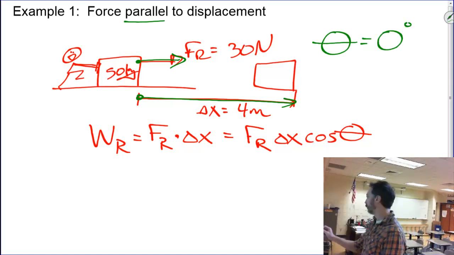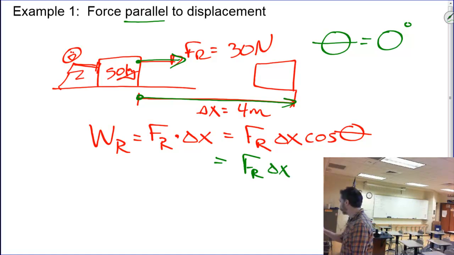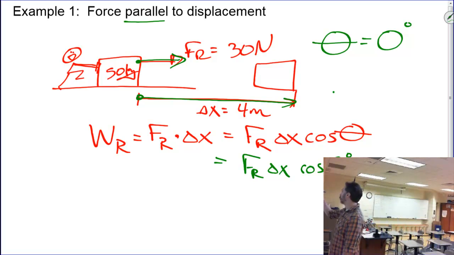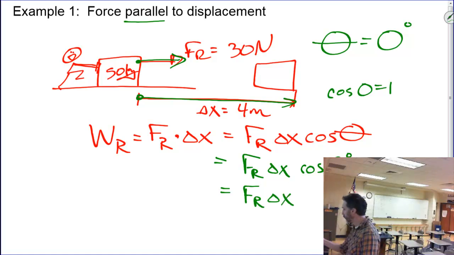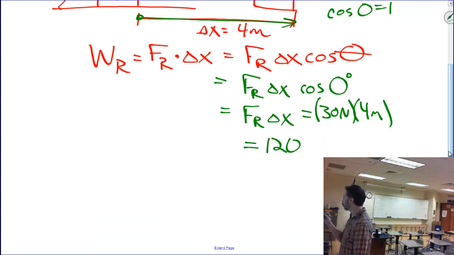So this becomes the force of Roy times our displacement times the cosine of 0. What's the cosine of 0? Well, that's just 1. Remember, the cosine of 0 is 1. So now we've just got the force of Roy times the displacement. Ah, well, that's easy enough. So the force of Roy is 30 newtons. Our displacement is 4 meters. And we can multiply this out. It's not a mess. It's just 120. And then the units you get are newton meters.